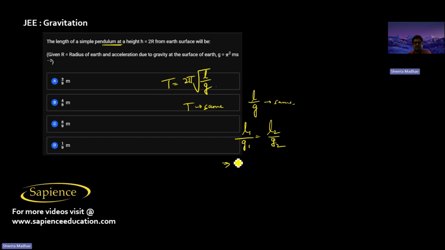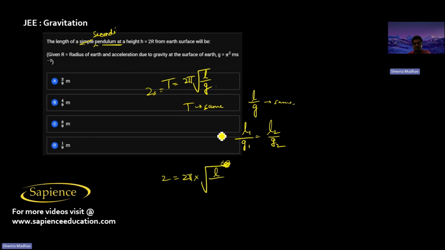The length of a simple pendulum should be a seconds pendulum. So it means the time period will be 2 seconds. Since it should be a seconds pendulum, that means the time period is 2 seconds. I will say 2 is equal to 2 pi root over L by g.